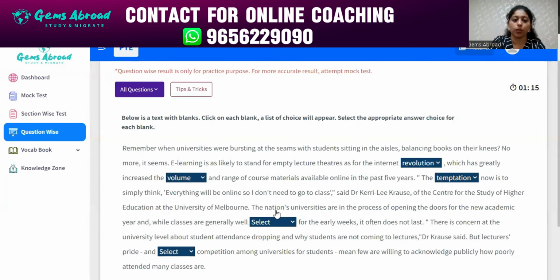The nation's universities are in the process of opening the doors for the new academic year, and while classes are generally well attended for the early weeks, it doesn't often last. There is a concern at the university level about students' attendance. Students are not coming to lectures.